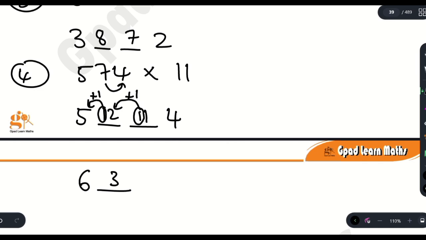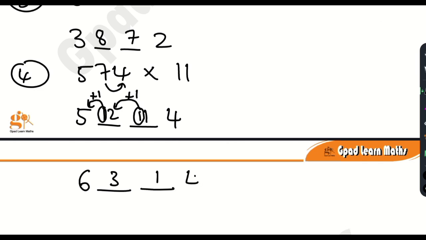Then you know this is just 1. So you have 1 here and then you have 4. You see, this is how to multiply a 3-digit number by 11. Just because I'm explaining this, you can actually do this in less than 5 seconds. You can quickly multiply a 2-digit number or a 3-digit number by 11. So we are done with the first trick.